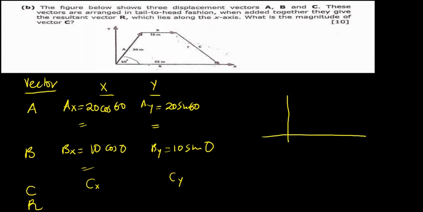For example, when a vector is here, the same value which is here, that is its x component. The y component is 0 because it is on the x-axis. Therefore, for the resultant, the x component is the very same one which has been given, which is 35. And then the y component is 0 because it is lying on the x-axis. Does that make sense?